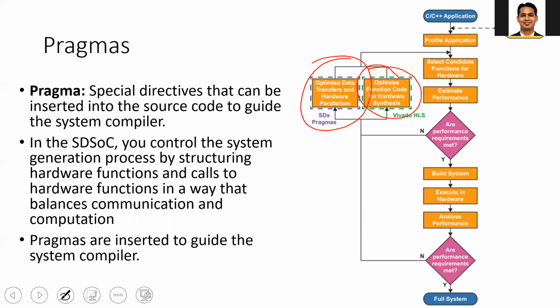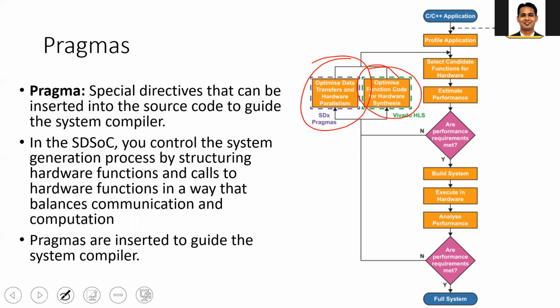If the communication time is significantly higher than the computation time, then you will not get the desired performance, as we have seen in the vector addition or vector multiplication example, where the PS processor is faster than the PL because the computation is easy, but the communication between the PS and PL is time consuming.